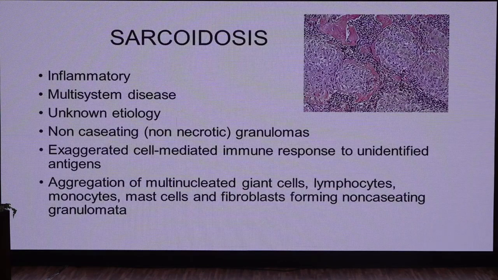Then very quickly, I'll run through the slides for sarcoidosis. It is an inflammatory multisystem disorder of unknown etiology. It is characterized by non-caseating granulomas. So why does it happen? There is an exaggerated cell-mediated immune response to unidentified antigens, and these aggregations of multinuclear giant cells and lymphocytes form a non-caseating granuloma, which will then lead to symptoms in a patient.